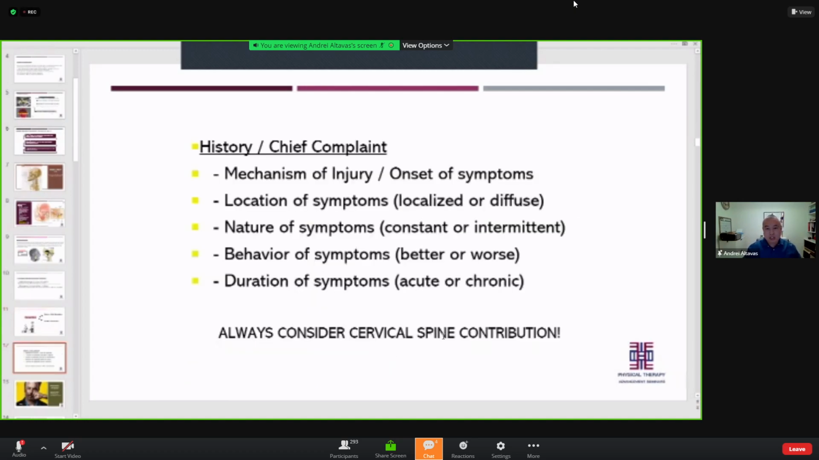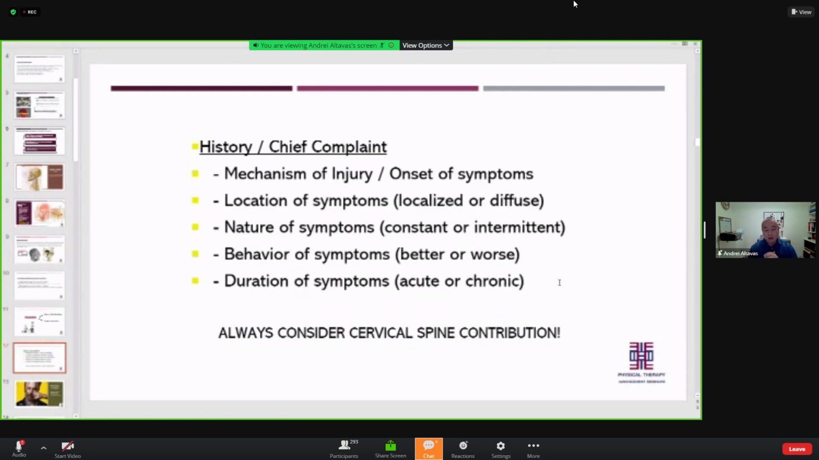So history and chief complaint. These are the 5 key questions that we want to ask. If you're not asking any of these questions in your daily practice, start using them. I guarantee it will give you a clearer picture of how to begin the examination and what to do next.